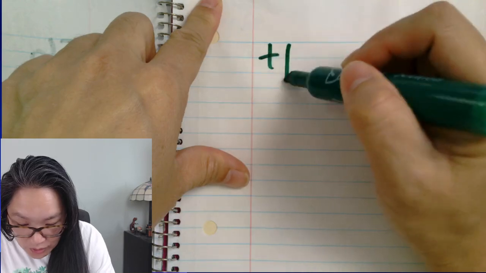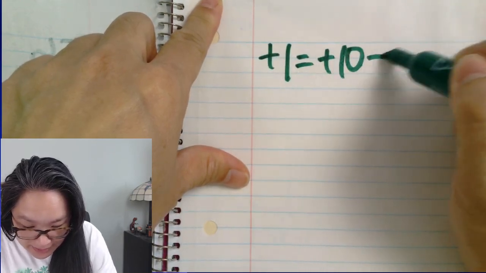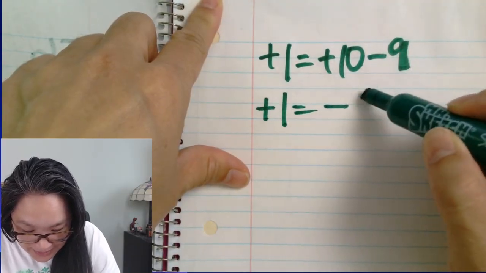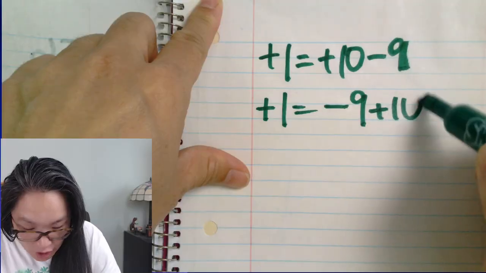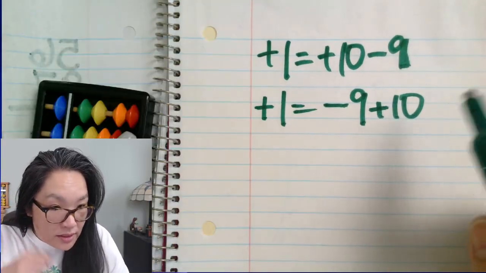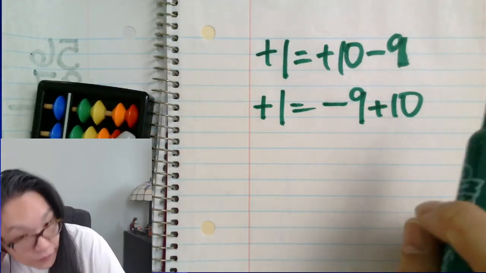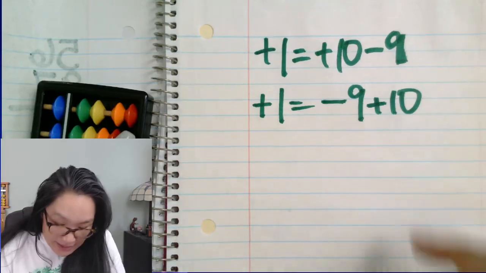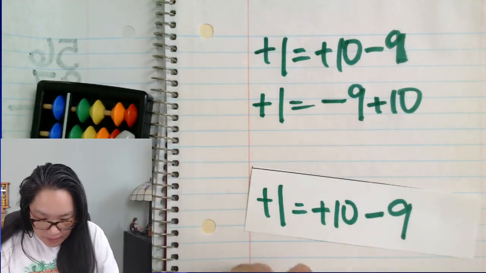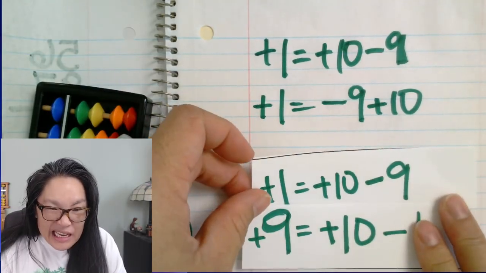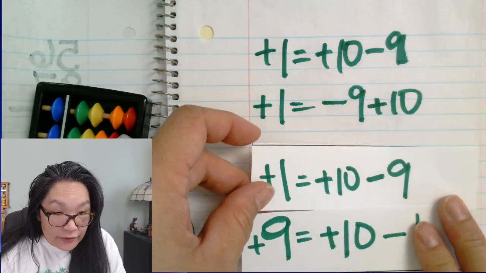When we do plus the 1 is equal to plus the 10 minus the 9, you can do minus the 9 plus the 10. You need to know how to do this. Yes, this would be commutative. But this is different than this. This is inverse, I believe.